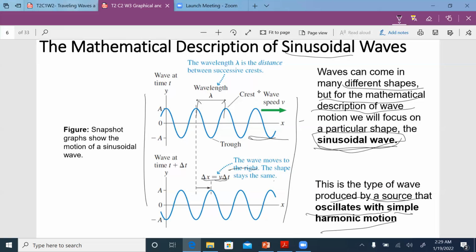So the shape here does not change. Okay, so we can see the graph of displacement with respect to position. We've already seen, or know, what this distance is, which is the maximum displacement we call the amplitude.